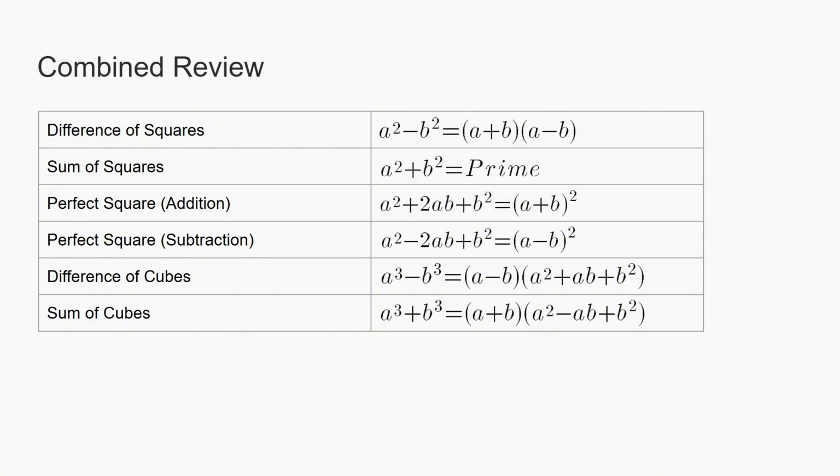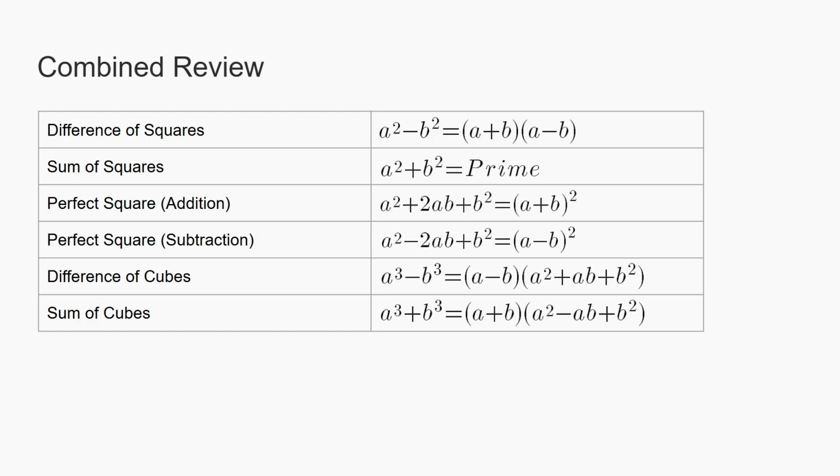This is a combined review of all the formulas that we've covered so far in this video. Just as a review, the difference of squares states that a squared minus b squared equals a plus b times a minus b. The sum of squares, a squared plus b squared is prime, this means that once you see something as the sum of squares, you know that can't be factored anymore. For a perfect square, a squared plus 2ab plus b squared equals a plus b squared.